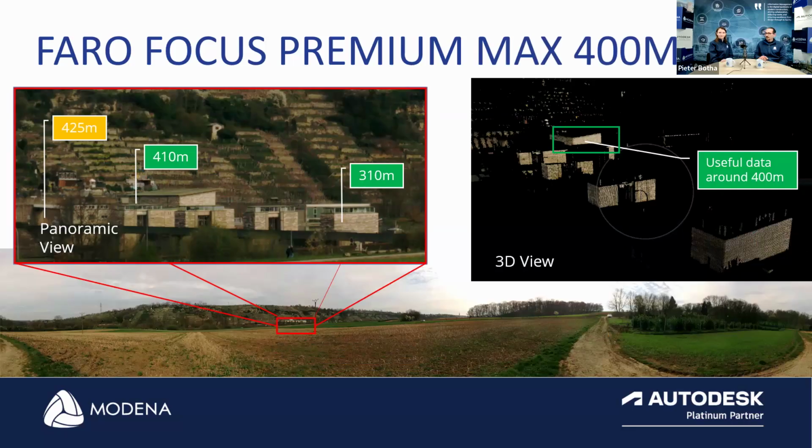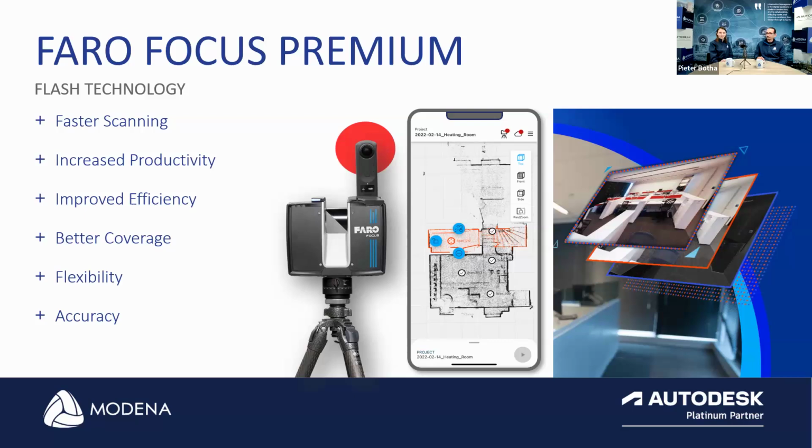Just to showcase a little bit of the distance capabilities of the scanner, at the bottom you'll see that image in the back, where we have buildings at the very far end of the field. Looking at the image above, on the left-hand side we can see the image quality, and on the right-hand side we can see the point cloud information captured at that distance. So quite a bit of information. Very impressive, at 400 meters there.